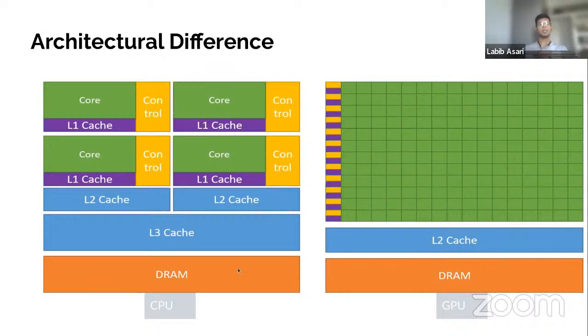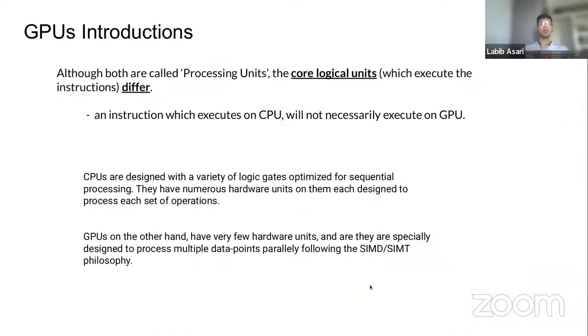And similar to the CPU memory, we also have a GPU memory where it temporarily keeps the data which is currently being executed. CPUs are designed with a variety of logic gates, which means that since they are the brain of the computer, they must have the ability to do any operation that is given to them. So they have multiple hardware units on them, which are responsible for executing each instruction of a particular type.